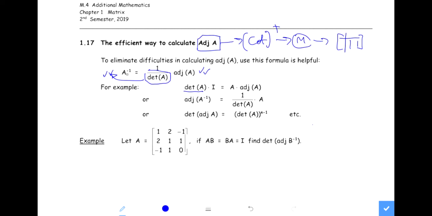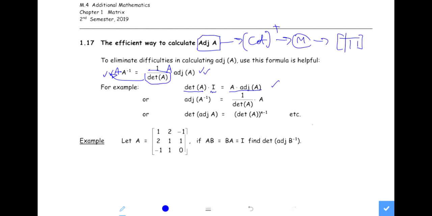And here you have A inverse, right? You don't want to have A inverse, so you just have to multiply with A on both sides. Then A times A inverse will give you this I, and this A adjoint A will stay on the right hand side. So you get this one now. So then det A times I is equal to A times adjoint A. Okay. Next one.